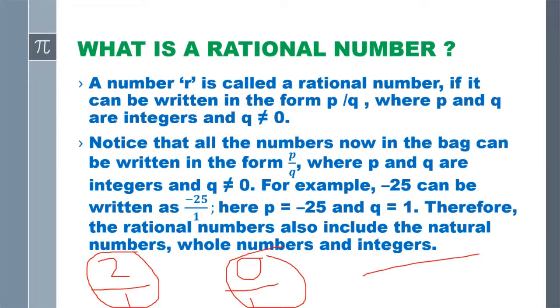About integers, we have already mentioned it over here. Minus 25 by 1. So integers can also be written in the form p by q. Usually in the q, you are writing 1. Did you notice? We are writing 1 in the q every time. So the value does not change.